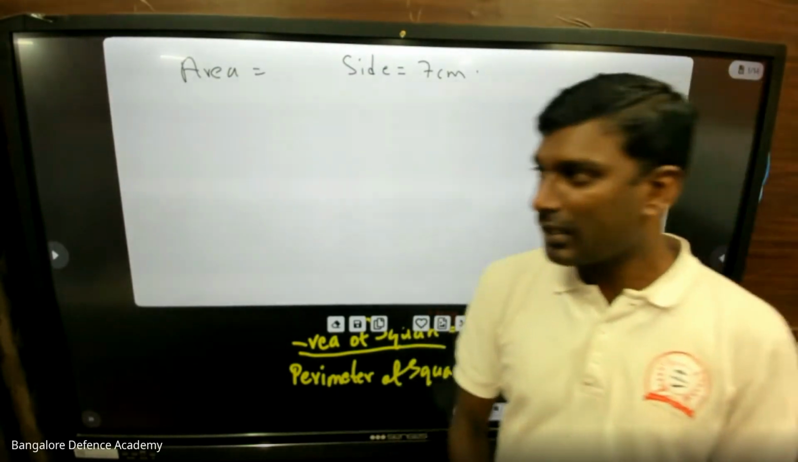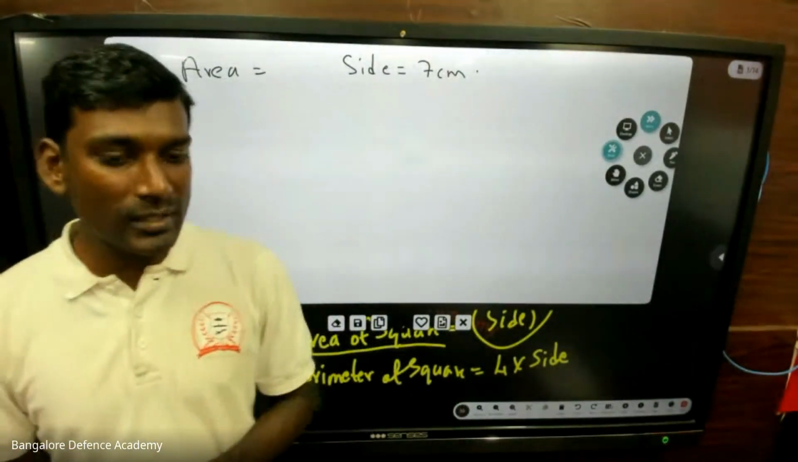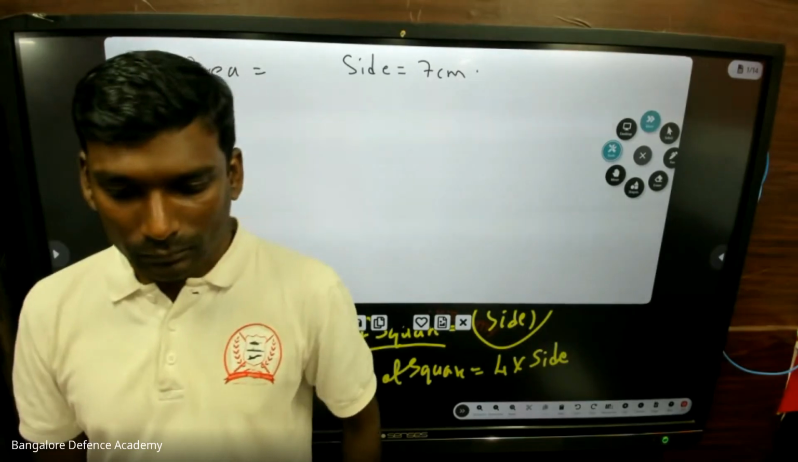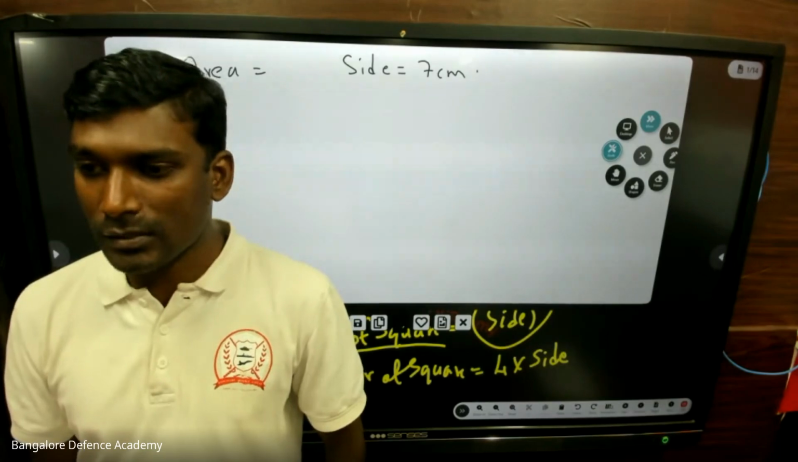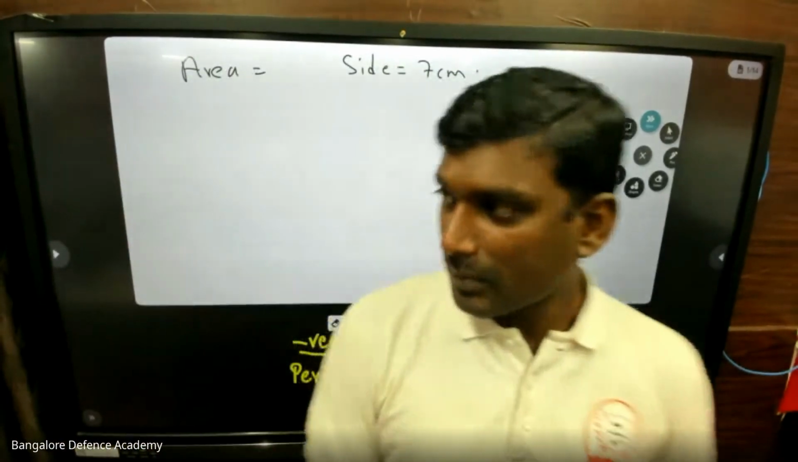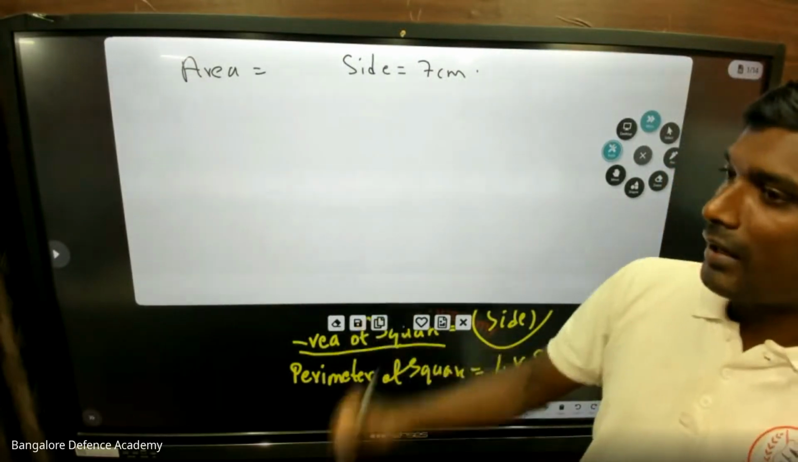After finishing, just be calm. Don't be in a hurry to declare the answer. Do it stepwise. Write down the formulas. I have given the side as 7 centimeter and I want the area of the square.